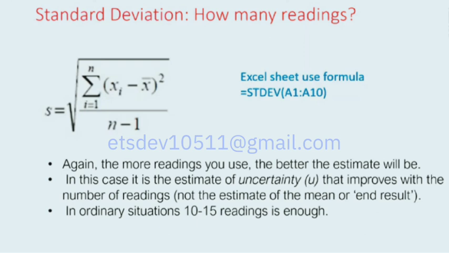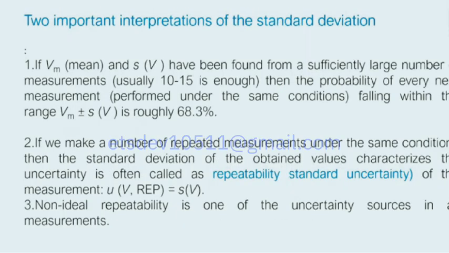In the Excel sheets that you use, you can just type in =STDEV and put the numbers A1 to A10 or A1 to A15, and it calculates for you and gives you the value to several decimal places. So it's very simple. Everything has been simplified.